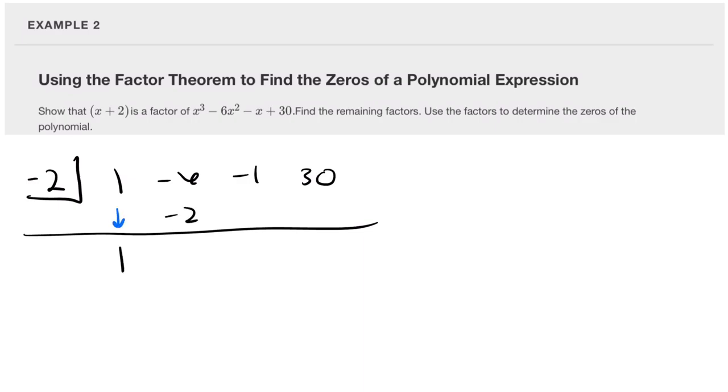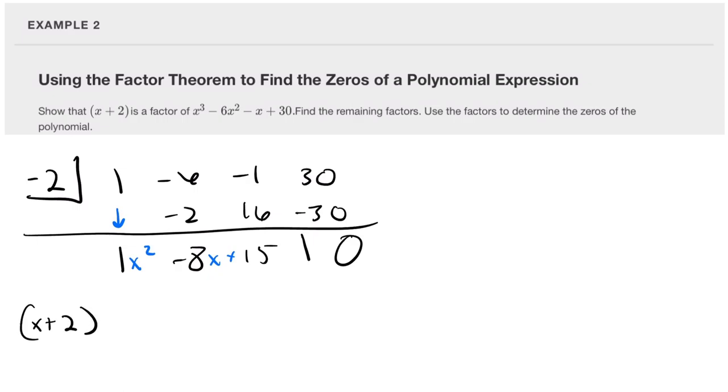Diagonal, we multiply, then we add, then we multiply, we add, we multiply, and then when we add, we get a remainder of 0. Okay. So we confirm that x plus 2 is indeed a factor. We started with a degree 3, so now the depressed equation is at degree 2. So now what we have is x plus 2 times x squared minus 8x plus 15. All right. And we're going to factor that further.